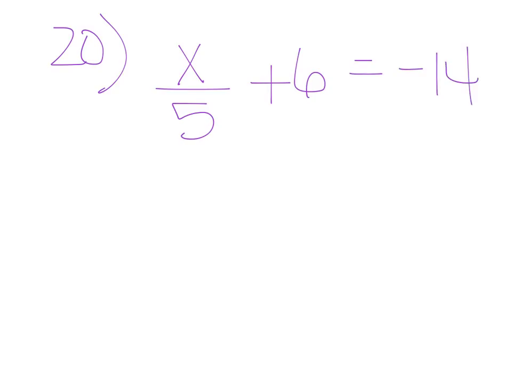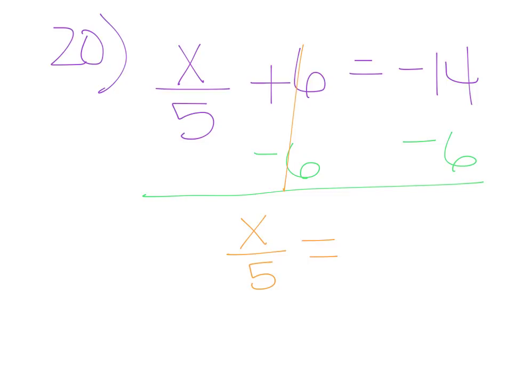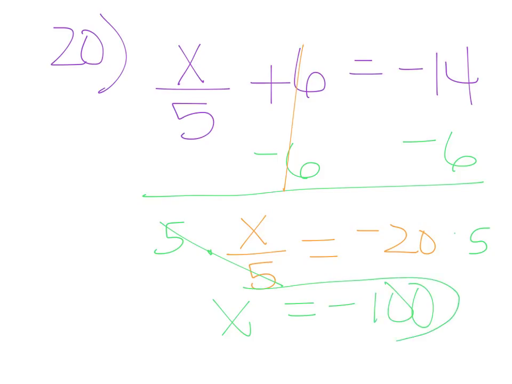So some of you, the problem was you didn't understand quotient. Okay, so I'm going to subtract 6 first of all. And I get x over 5 equals -14 and -6 gives you -20. Now I'm going to multiply both sides by 5. And x is -100. Okay.